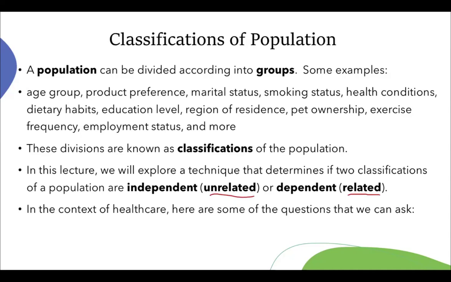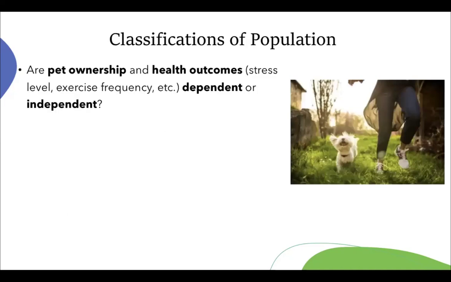In the context of healthcare, here are some questions that we can ask. Are pet ownership and health outcomes, and by health outcomes, we can talk about stress level or exercise frequency or more, are they dependent or independent? So the two classifications in this problem are pet ownership and health outcomes. And we are going to compare the two classifications and see if there's a dependency, which means they would be related, or an independency, in which case they would be unrelated.